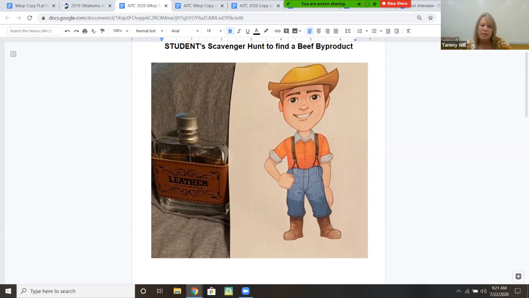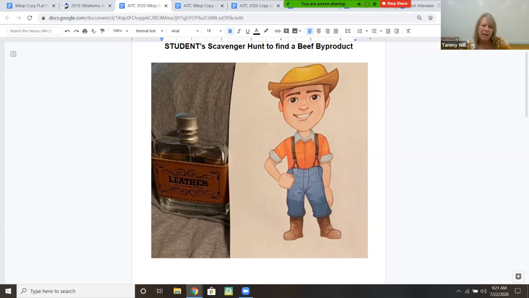So this was an example of one of my students. He sent this back to me. So the requirement was to take their flat farmer. I had a flat farmer and a flat farmer-ette. So the girls chose the girl farmer. And this was one of my boys who used the boy farmer.